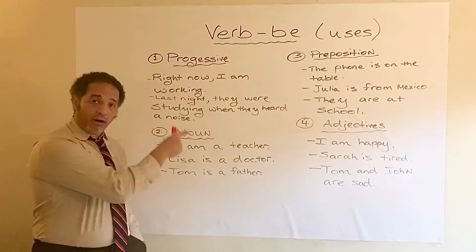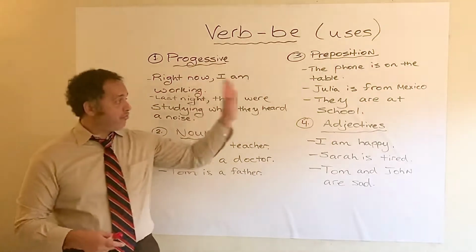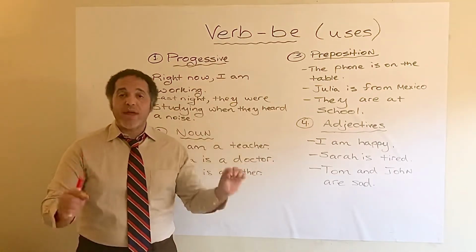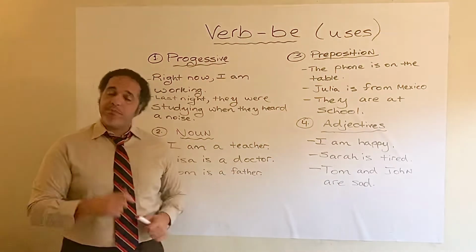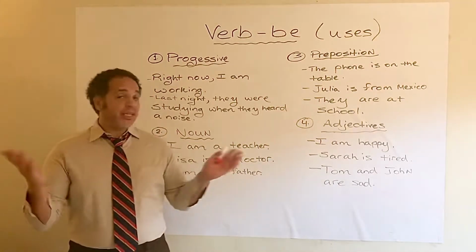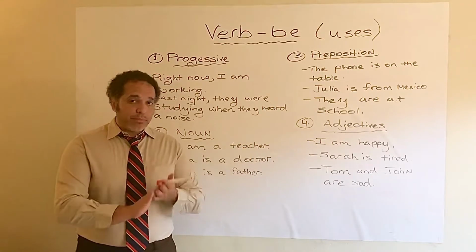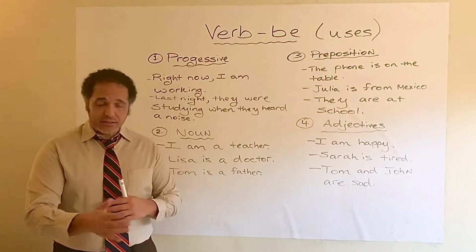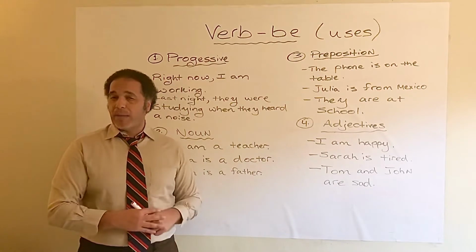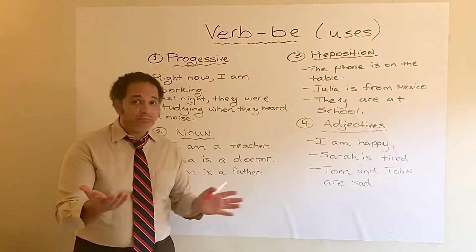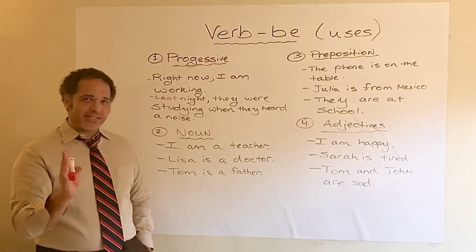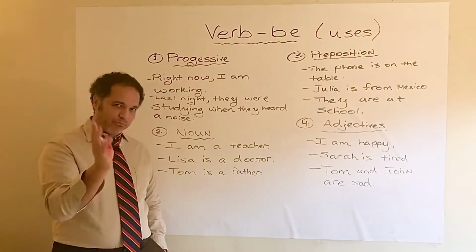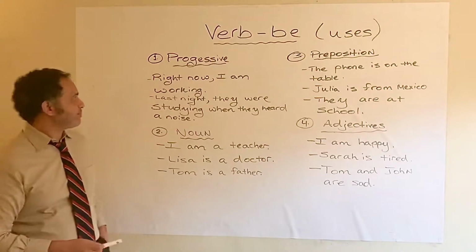Okay, so on the board we have the 4 instances where we need to use the verb be. Keep in mind, the verb be can be in really any tense. It can be present, it can be past, it can be future, it can be present perfect, past perfect. But again, I'm going to keep it basic today and just show you most of the time present tense.